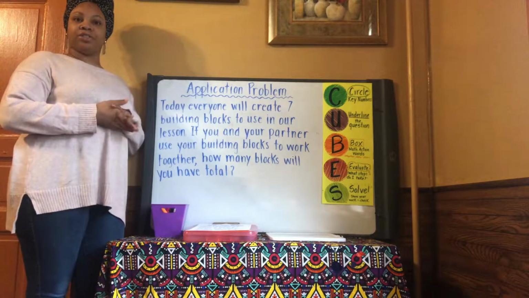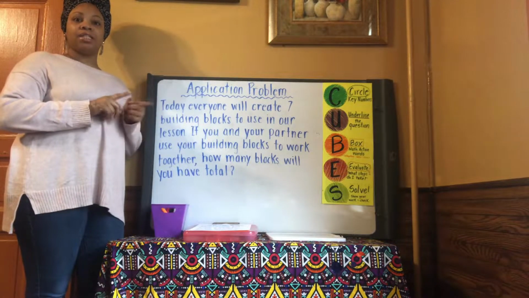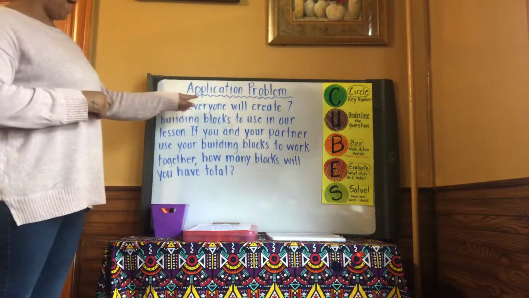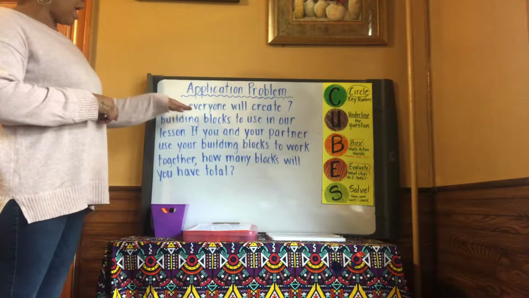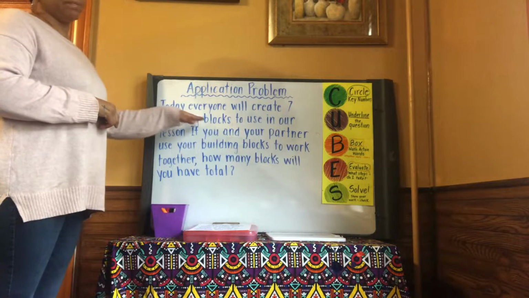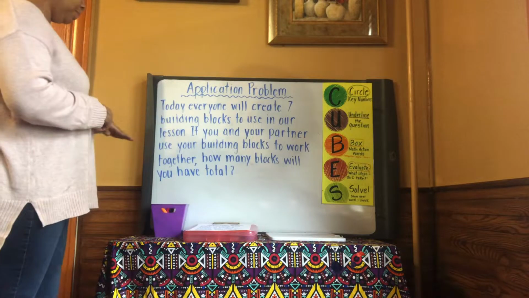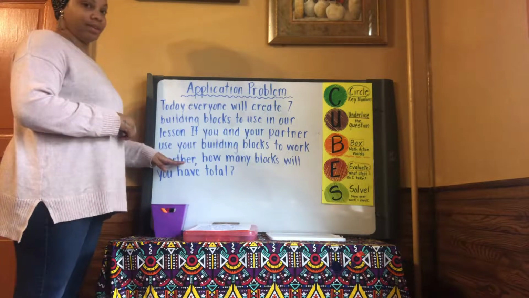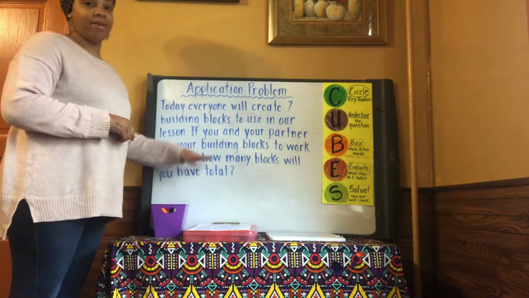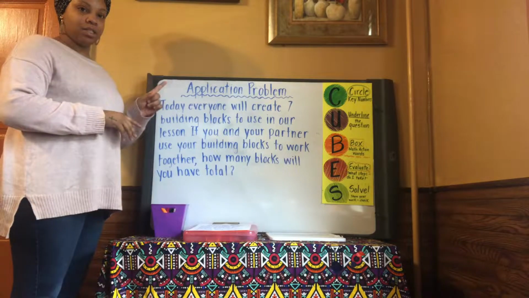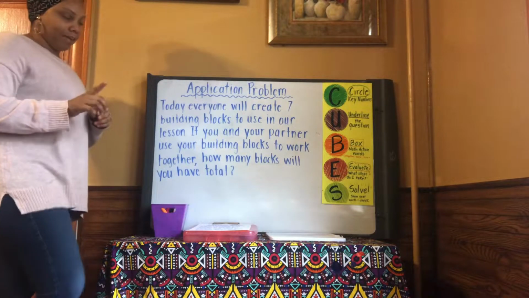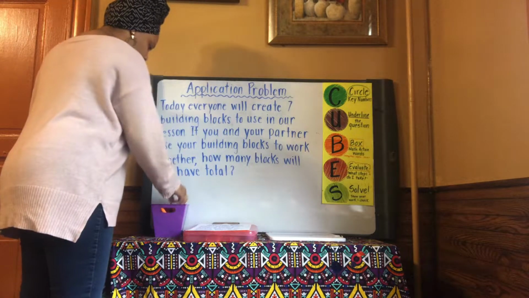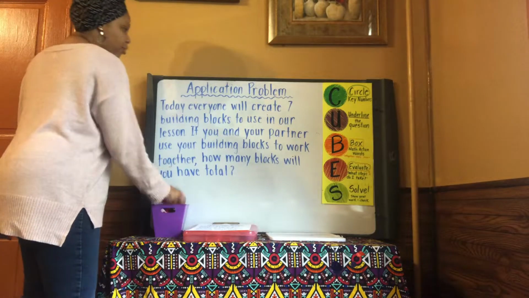Okay, Congo Nation, now that you're finished writing down your application problem, let's reread it, and then we're going to use our cube strategy to solve. Application problem. Today, everyone will create 7 building blocks to use in our lesson. If you and your partner use your building blocks to work together, how many blocks will you have total? All right, Congo Nation, let's use our cube strategy. Since we're mighty mathematicians, we know that the C in our first step is to circle key numbers. So I'm going to scan my application problem for my numbers.